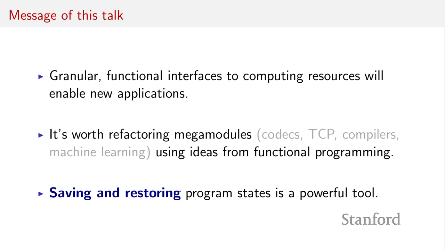And based on our experience so far, we think there's a pretty strong case that it's worth refactoring the mega modules that we have today, things that people are scared of touching, things like TCP congestion control, or video codecs, or compilers, or machine learning kernels. These are things that people are reluctant to do by themselves, or reluctant to redo. You need an expert to do video codecs, or you need an expert to do congestion control. I don't think that's true. I mean, I do these things. I'm just a dilettante.